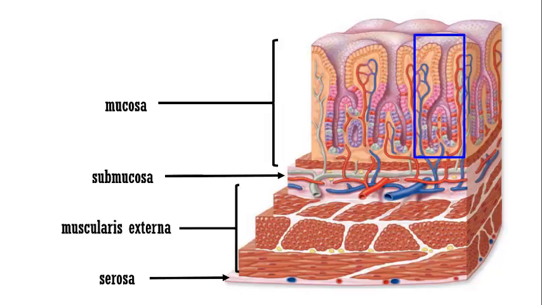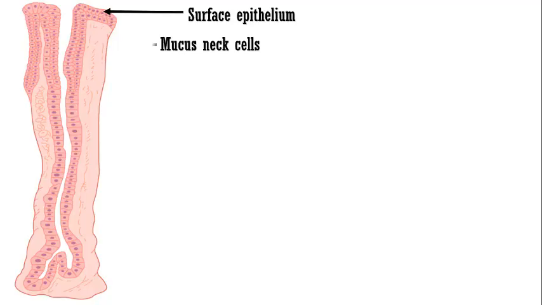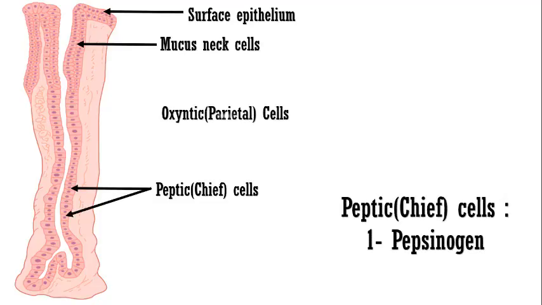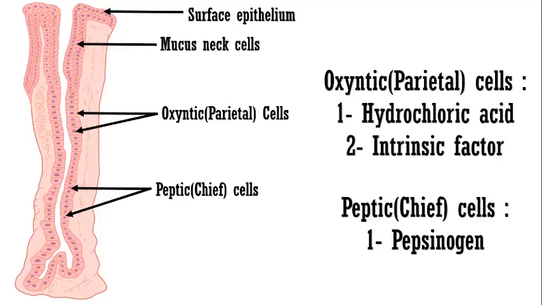The mucosa contains the gastric glands, which we will talk about in more detail now. This is a gastric gland, which consists of surface epithelium, mucous neck cells, and chief cells or peptic cells, which secrete the pepsinogen. And lastly, the oxyntic or parietal cells, which secrete the hydrochloric acid and the intrinsic factor. And we are concerned with the hydrochloric acid.